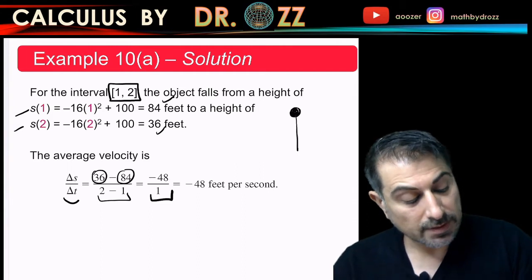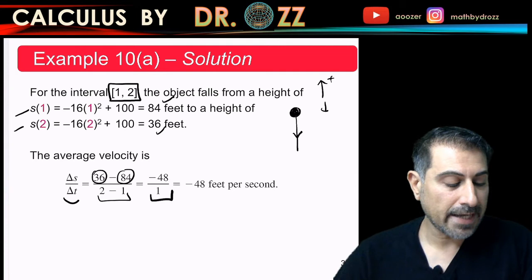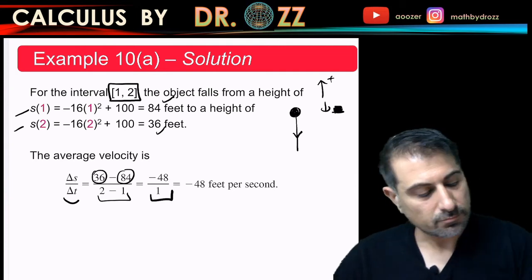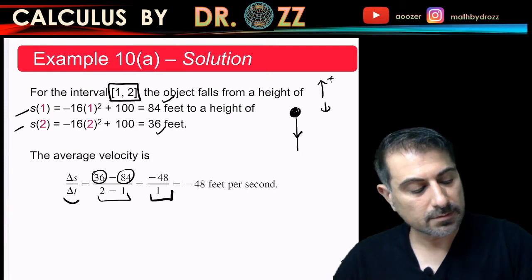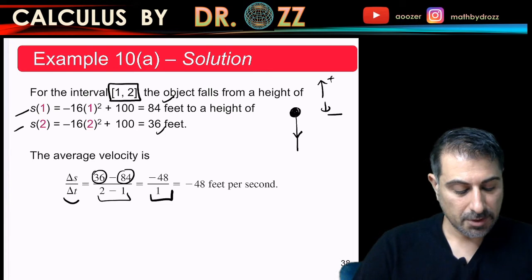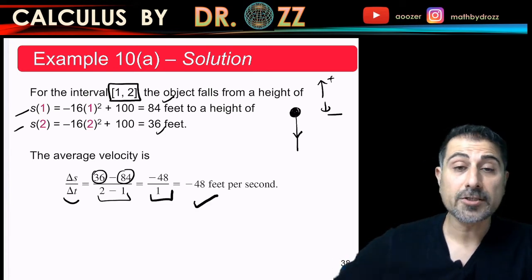So the average velocity is minus 48 because the ball is dropping all the way down. As I told you earlier, the upward direction is always positive and downward is negative. That's why the average velocity is coming with the negative sign here.